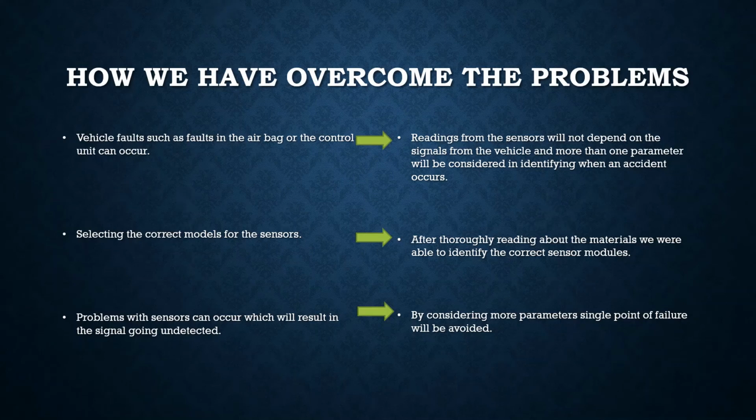The second problem is when problems with sensors occur, this will result in the signal going undetected. In this case as well, by considering more than one parameter, single point of failure will be avoided. Hence, even if one signal goes undetected, it will be captured by another sensor with another parameter, which will result in detecting the crash.